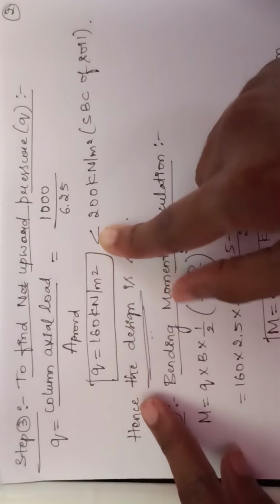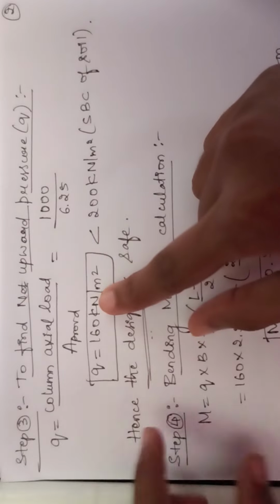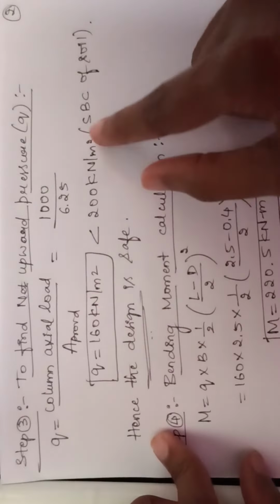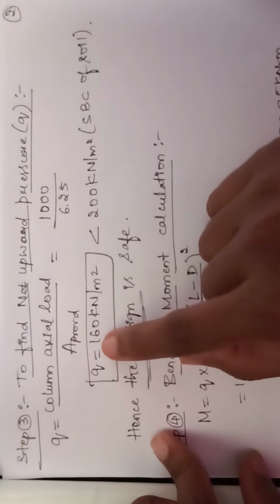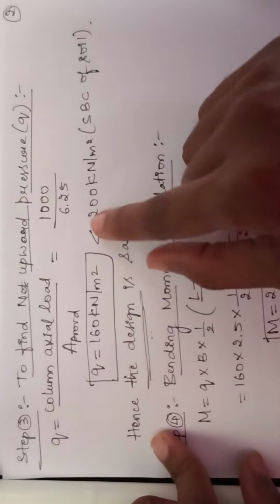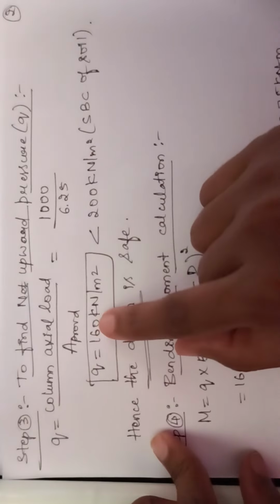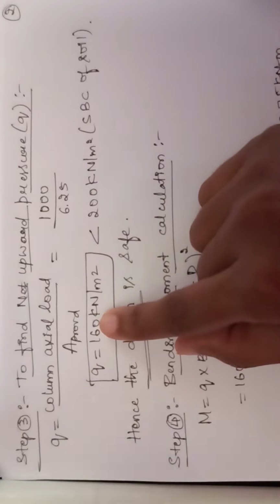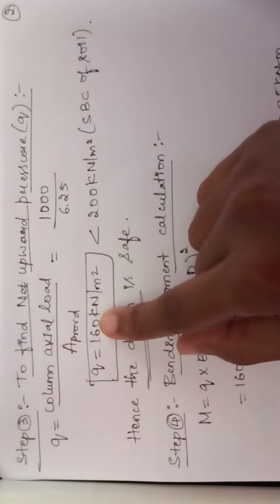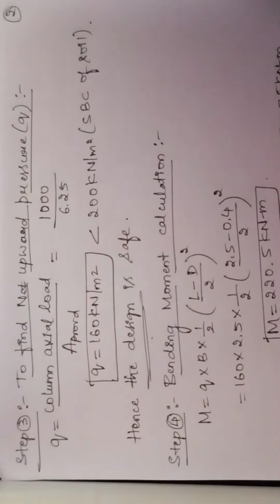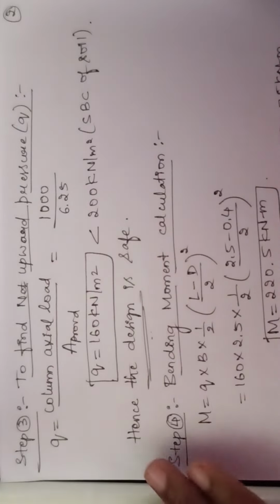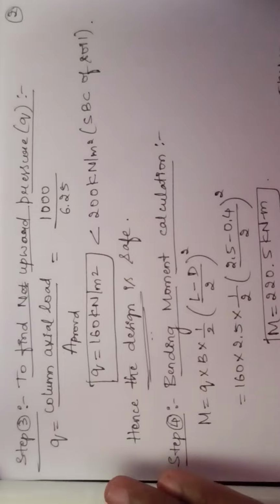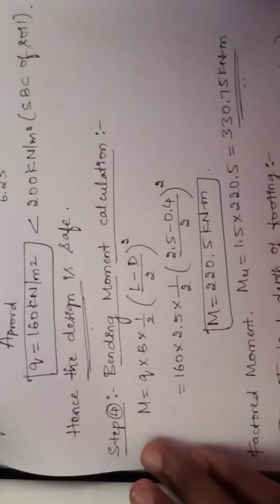Now we have to check this value with the given SBC of soil in the question. The given SBC of soil is 200 kilonewton per square meter, and we got a value of 160, which is lesser than 200. So if the net upward pressure comes less than the SBC, then whatever the size of the footing that we have provided, that is safe. Finally, you need to mention it as, hence the design is safe. So that completes step number 3. Let us move to the next step.